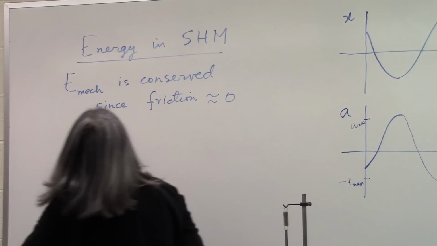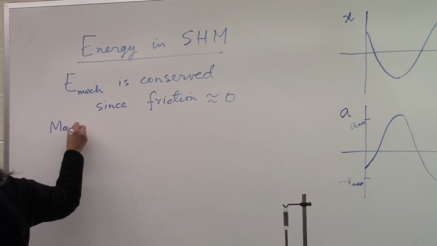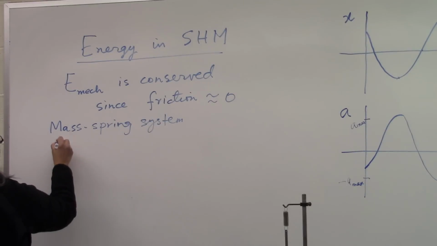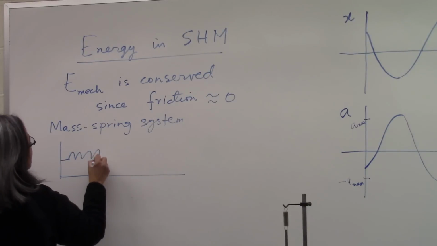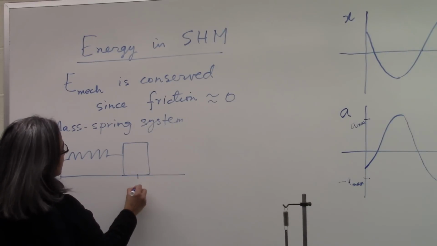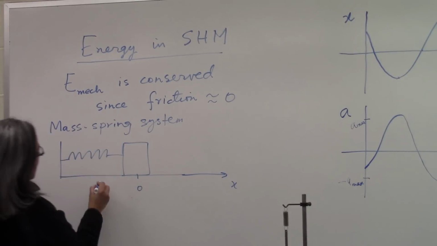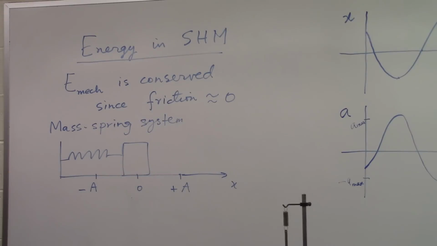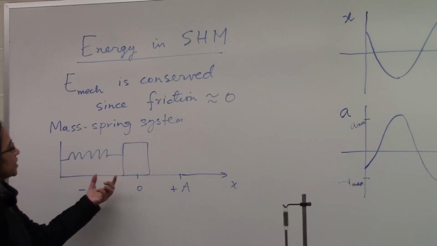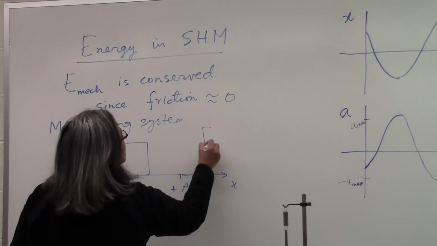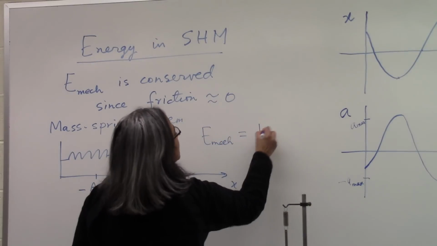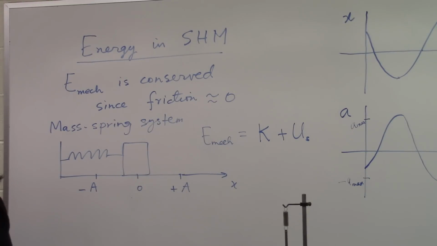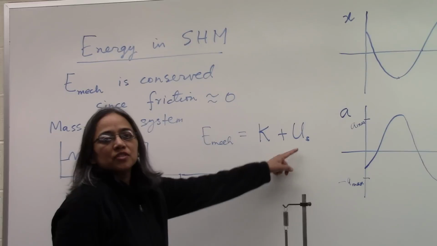So a few things to remind you about: that for a mass spring system, imagine a horizontal oscillator like this, where this is the equilibrium point at x equals 0, and the oscillator is going from minus A to plus A. So it's going back and forth. Well, if mechanical energy is conserved, that means that this quantity, K plus U of the spring, must not change. The total quantity must remain constant, even if K changes and U changes.